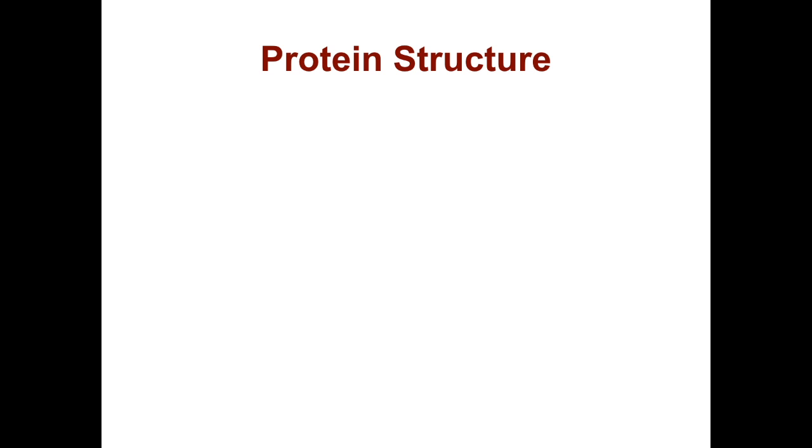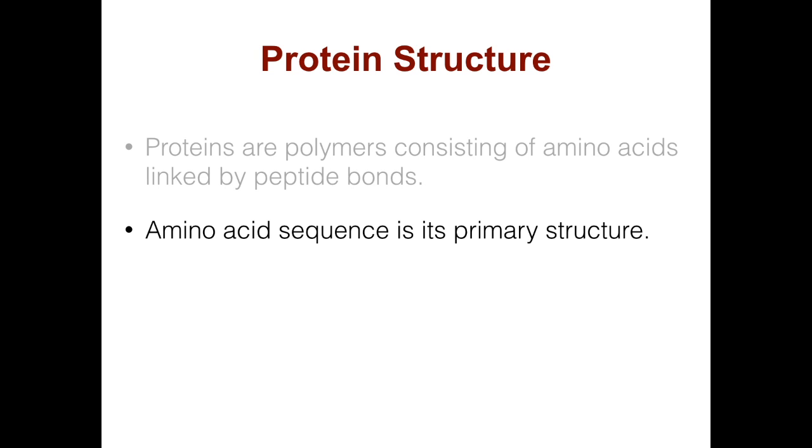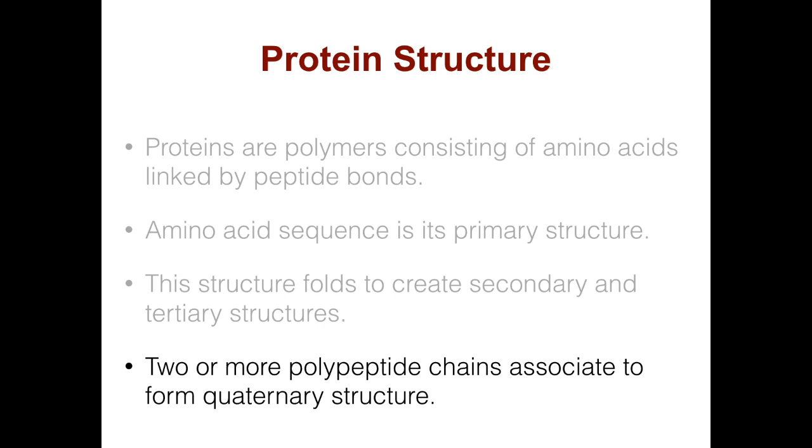Once you make a protein, they adopt a structure. So proteins are polymers consisting of amino acids linked by peptide bonds. The amino acid sequence is its primary structure. This structure subsequently folds to create secondary and tertiary structures. Then 2 or more polypeptide chains associate to form quaternary structure.